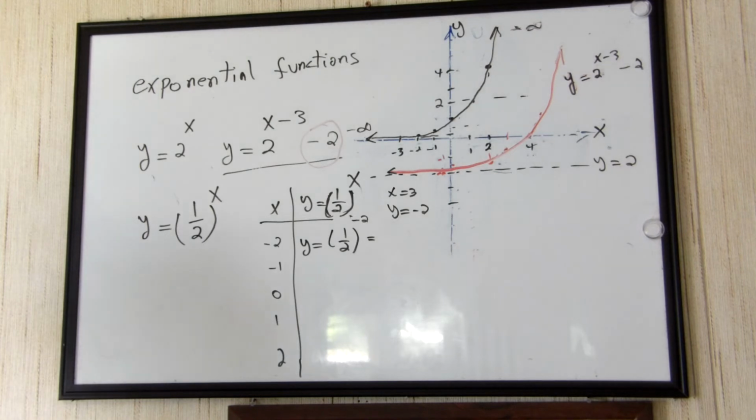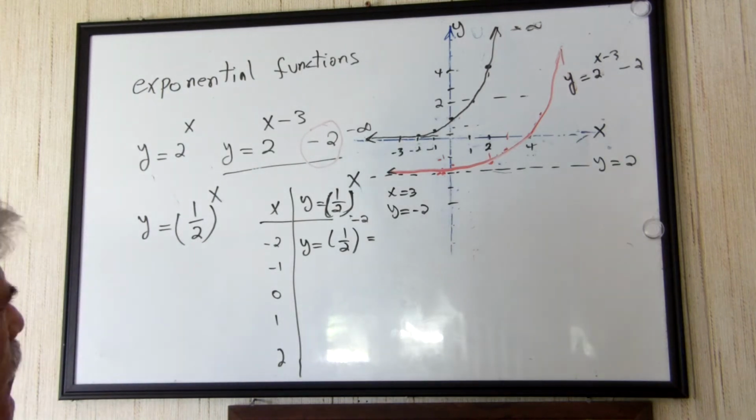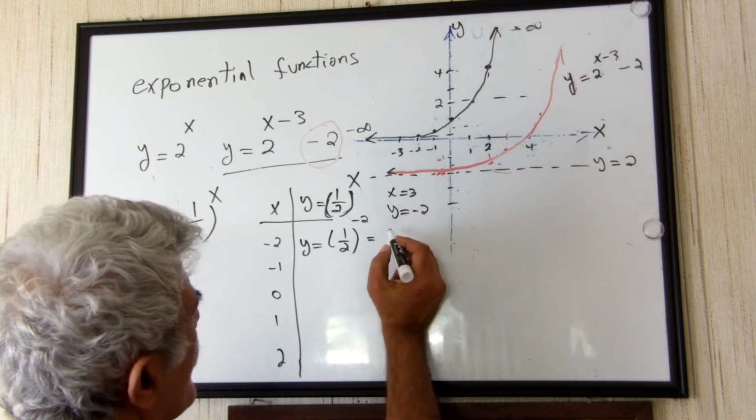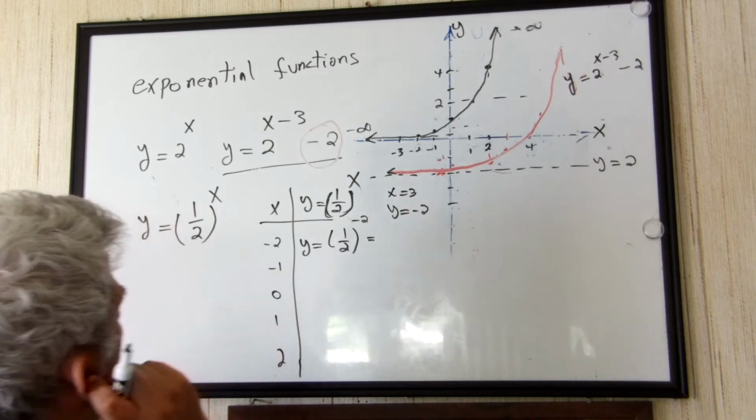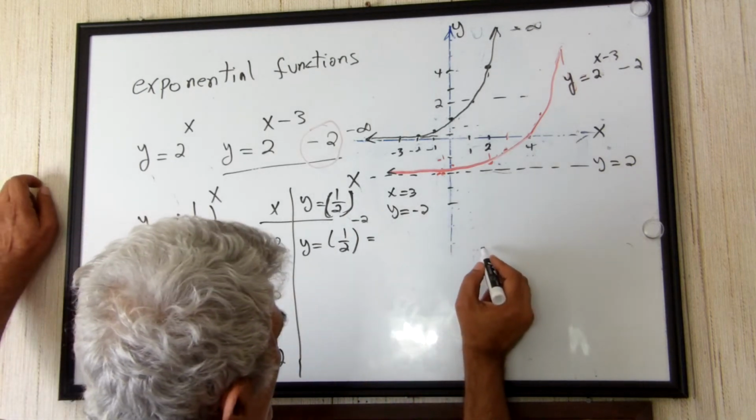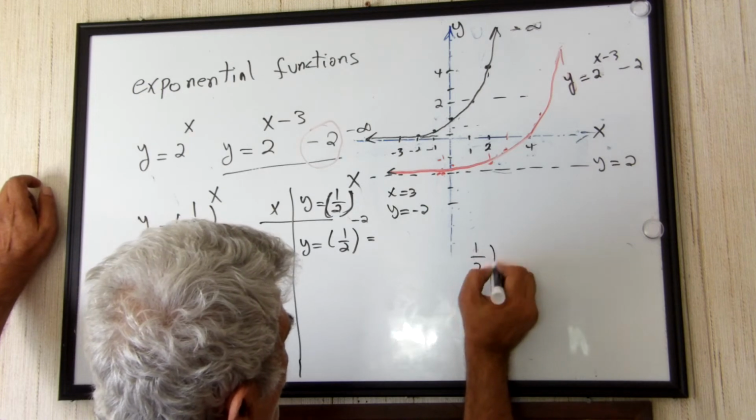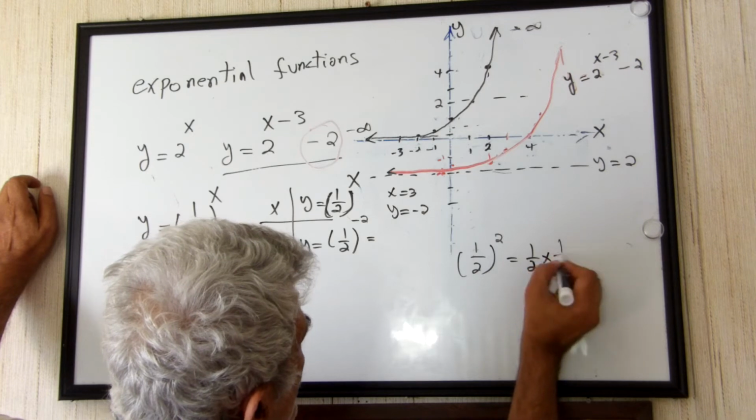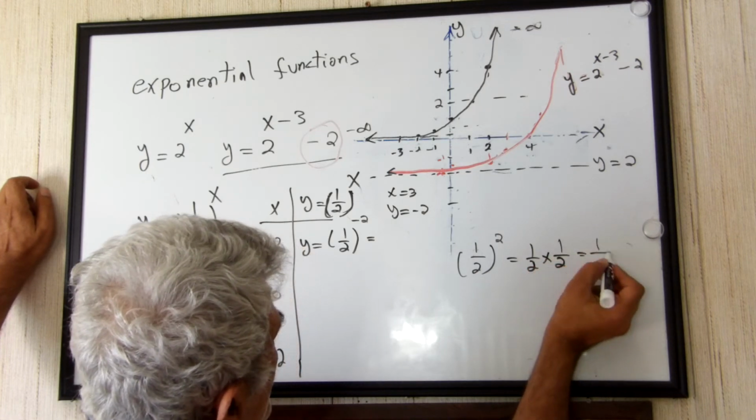Like we talked about earlier, 1 over 2 to the power of 2 is 1 over 2 times 1 over 2, which is 1 over 4.